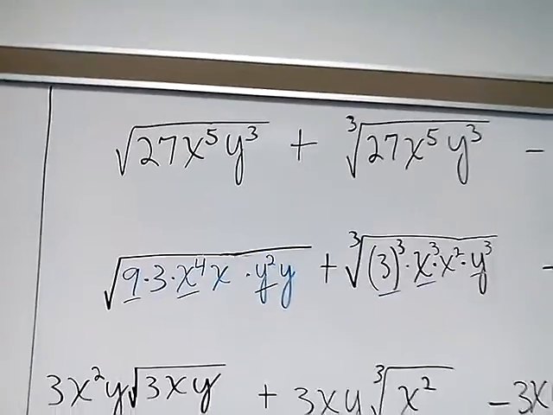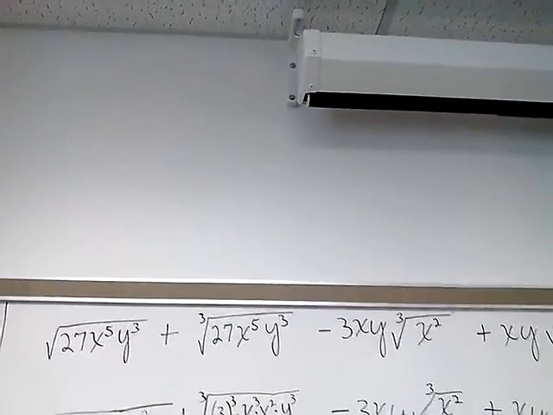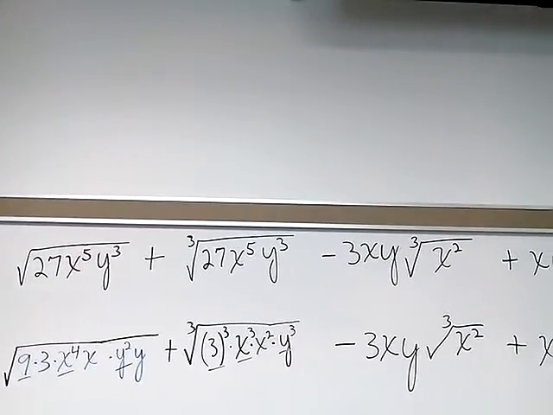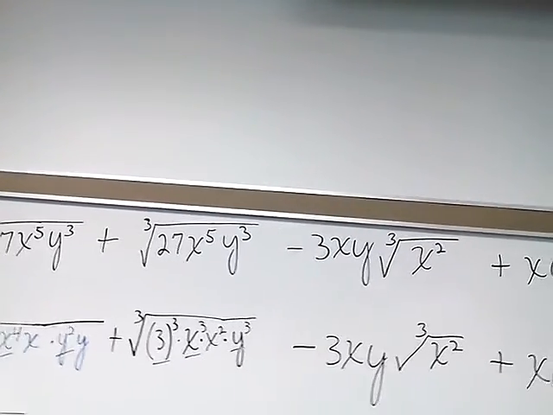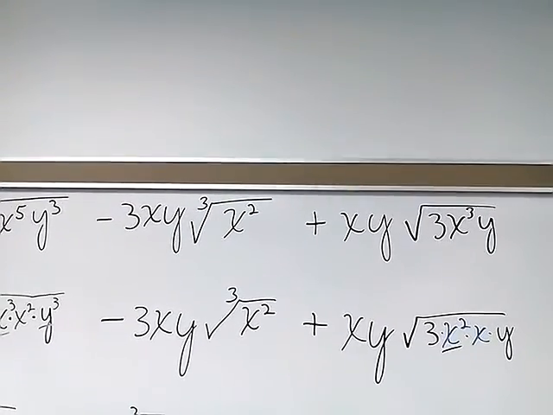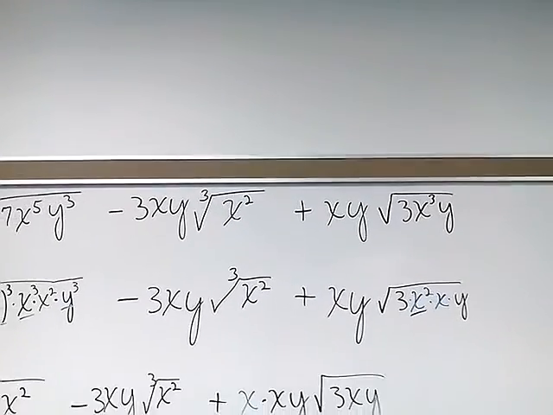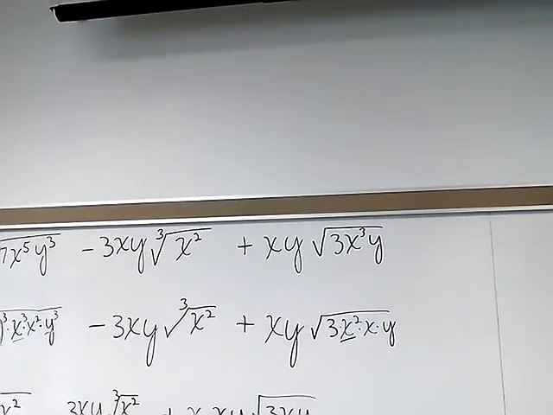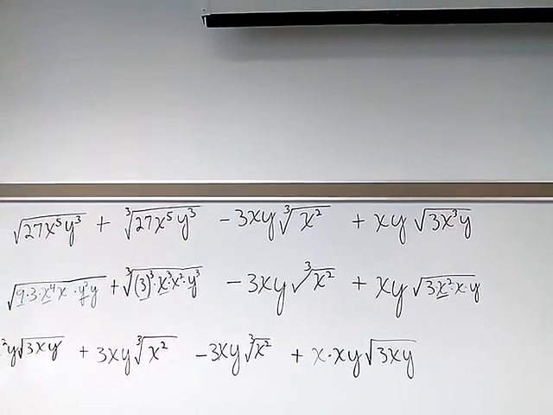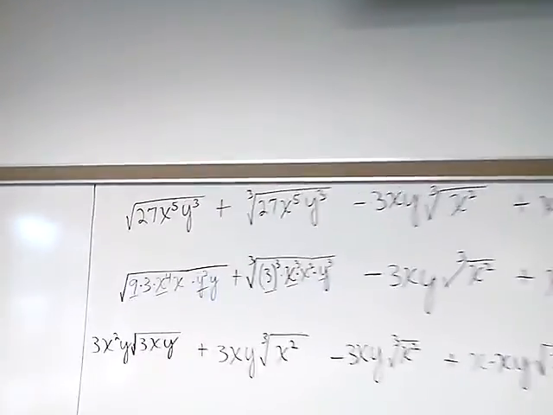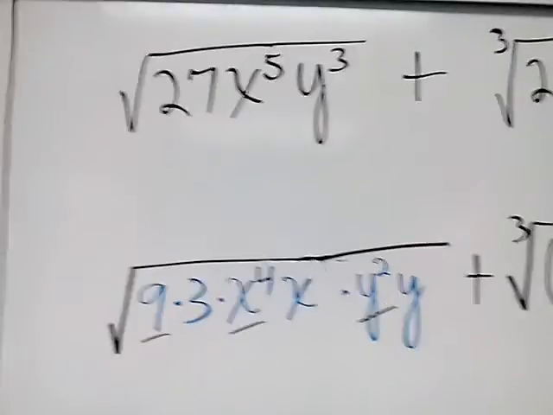In our next example, we have a problem that involves the cube root of 27x to the 5th power, y to the 3rd power, minus 3xy cube root of x squared, plus xy cube root of 3x, cubed y. So we're adding and subtracting there. And we're going to simplify the first term.